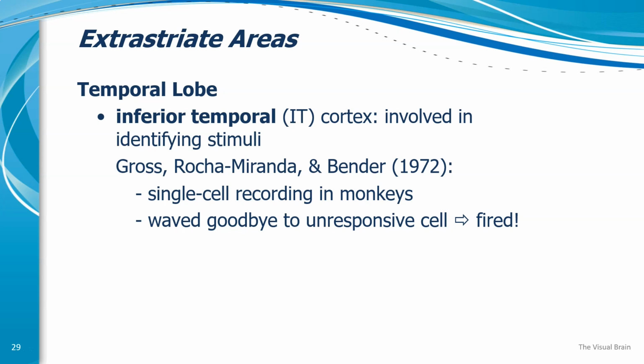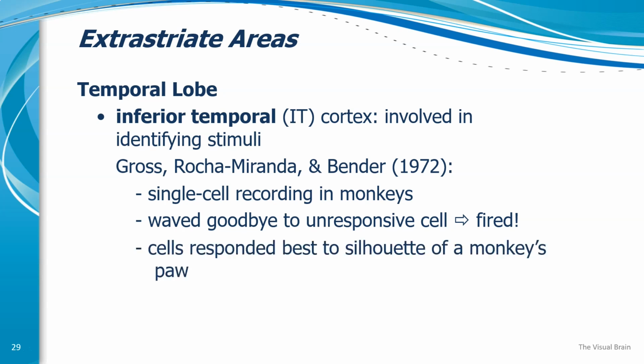They continued to explore. And it turns out that they had plugged into a cell that responded best not to a human hand, but to a silhouette of a monkey's paw. And it's a little bit different from a human hand. The fingers are proportionally longer. That's what this one cell in the IT cortex was looking for. That's what its receptive field was. A monkey's paw. That is very, very specific.